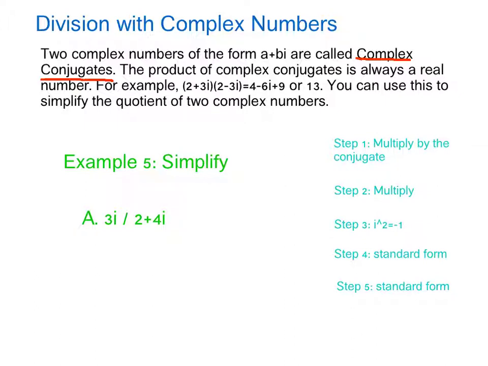Now let's move on to division with complex numbers. Division is different from any operation with complex numbers. For in division, two complex numbers of the form a plus bi are called complex conjugates. You can use conjugates to simplify the quotient of two complex numbers. Let's walk through example 5 together by using the 5 steps, which are step 1, multiply by the conjugate, step 2, multiply, step 3, i squared equals -1, step 4, combine like terms, and step 5, put into standard form.